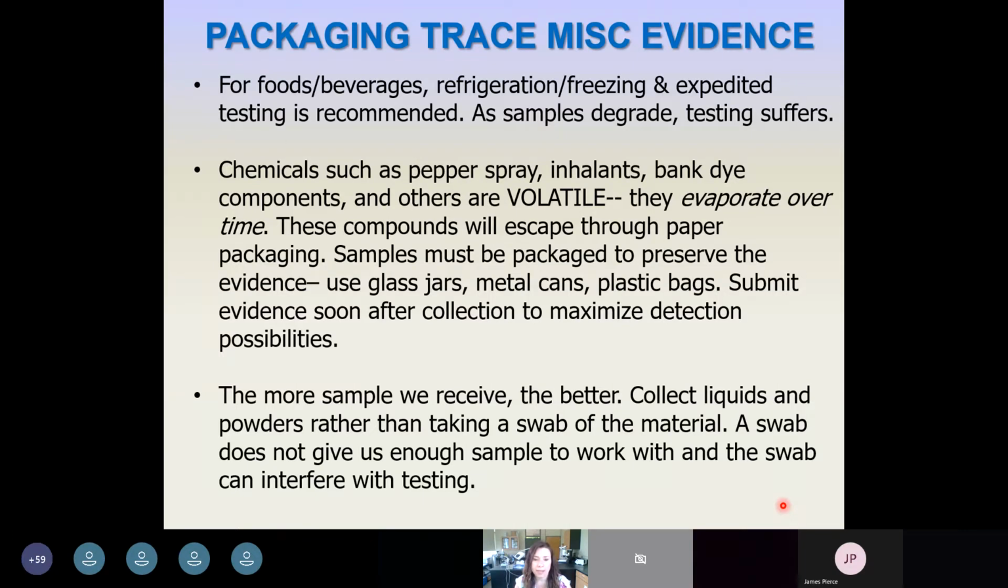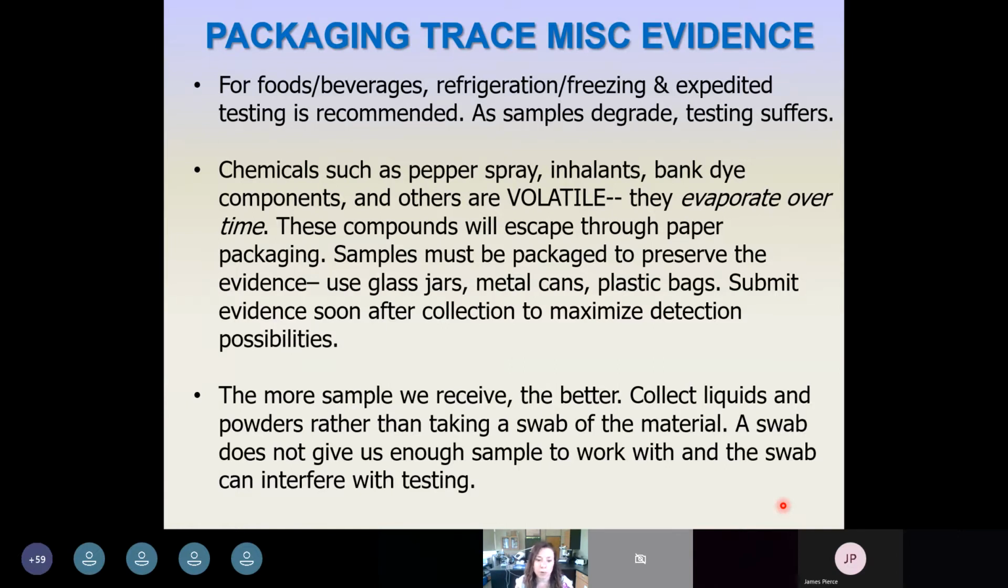Chris kind of did touch on the fact that pepper sprays and inhalants can be volatile. So if there's anything that's really been designed to yell at you, odds are there is a chemical in there that's meant to evaporate over time. So with anything that is volatile, we ask that you don't use paper packaging because the compound will escape. So we really would love for those to be packaged and preserved in something such as a glass jar, a plastic bag, a metal can would work as well. And again, the sooner you can get them into the lab and submitted, the better.